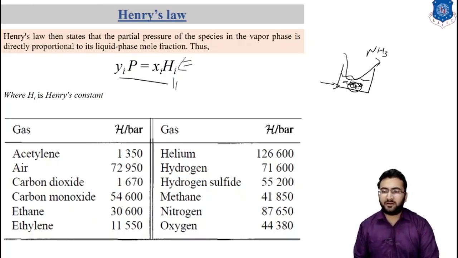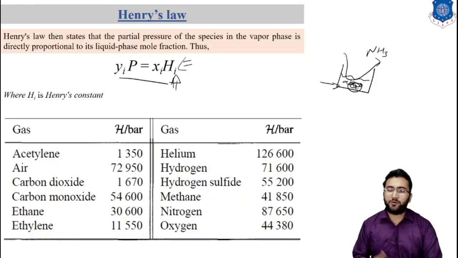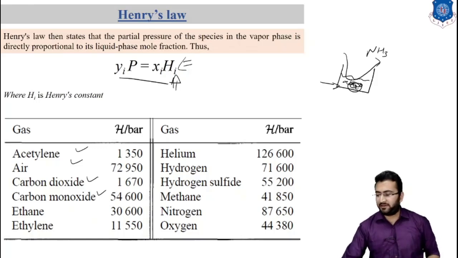Henry's constant is given by hi, and the unit of Henry's constant is the same as that of pressure. So these are various examples of Henry's constant. So this is all about Henry's law.